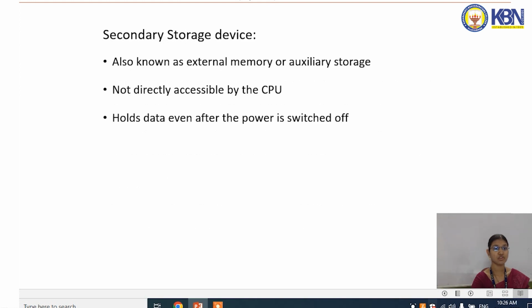Secondary storage device is also known as external memory or auxiliary storage. It cannot be directly accessed by the CPU. It holds the data after the power is switched off. Whatever data you give, whenever the power is off, the data must be held.